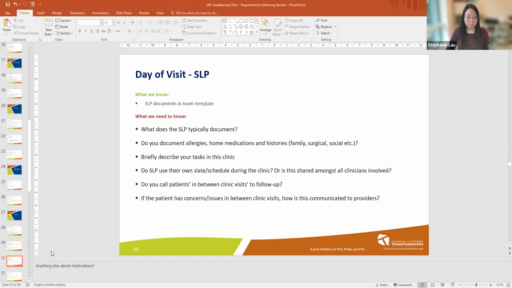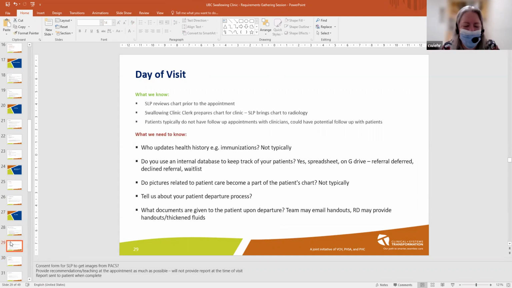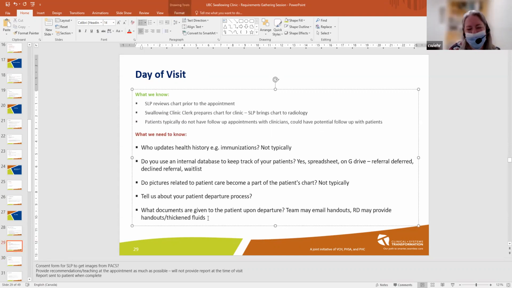All right. Stephanie, can we just go back? At the very end, you said thickened fluids. You don't actually hand out thickened fluids, you hand out thickener that they can then thicken fluids with. Just to make it clear. You're talking about the little Nestle packets, right? Okay.